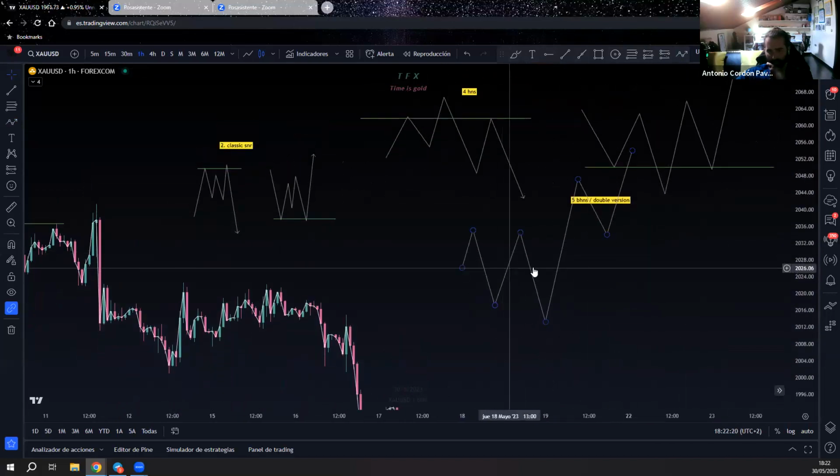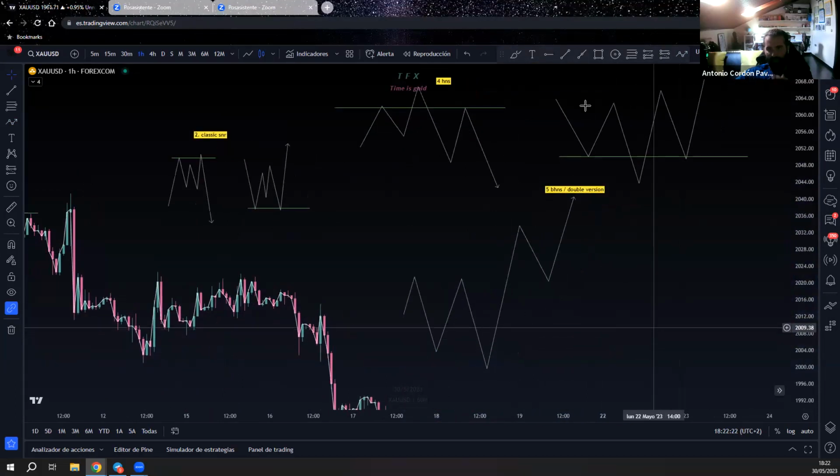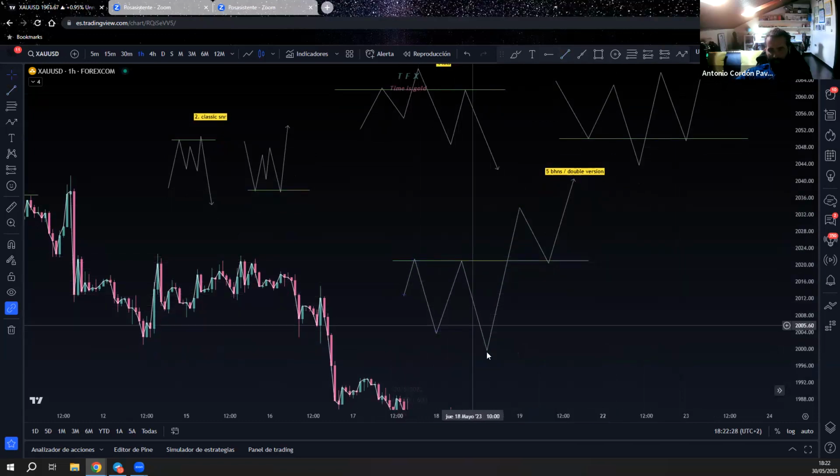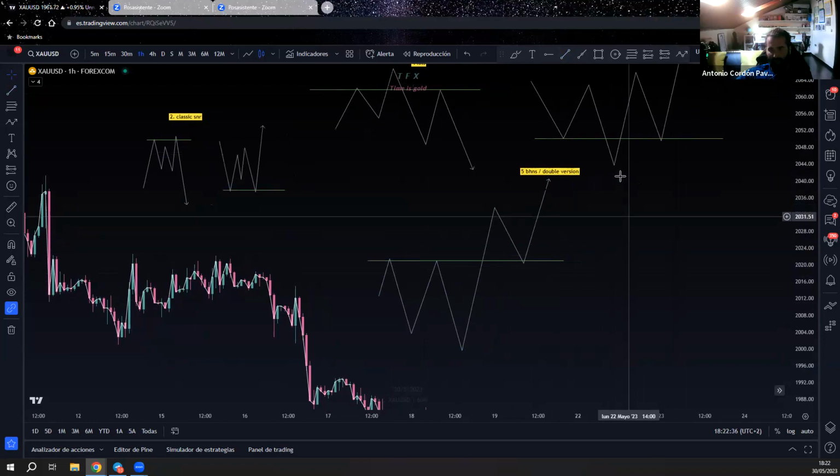Sorry, guys, let me move this to the bird like that. And then we have to find this level. We have the shoulder, the head, and then we break, and then we come back to the same level as the shoulder. And then we continue to the upside.